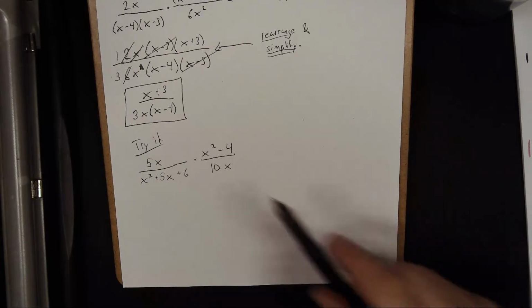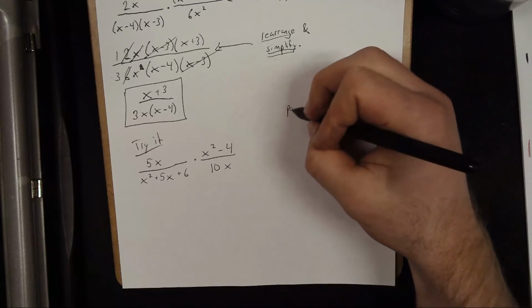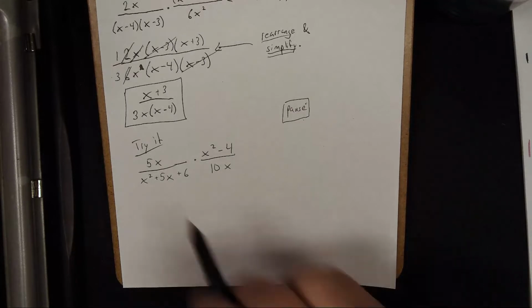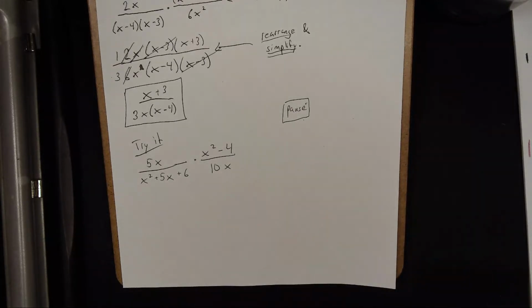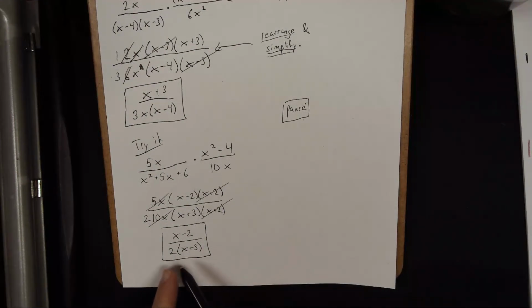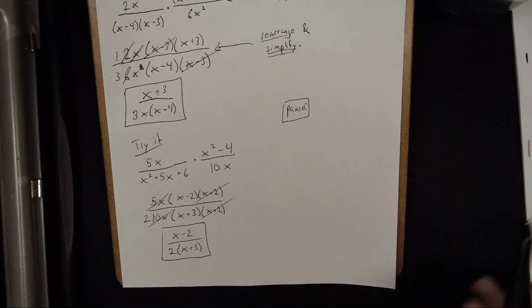Okay, now go ahead, give this a shot. Pause your video and give that a shot. Okay, so if you got x minus 2 over 2 times x plus 3 for an answer, you did great. So take a minute, check your work there, and we're going to move on to the next example.